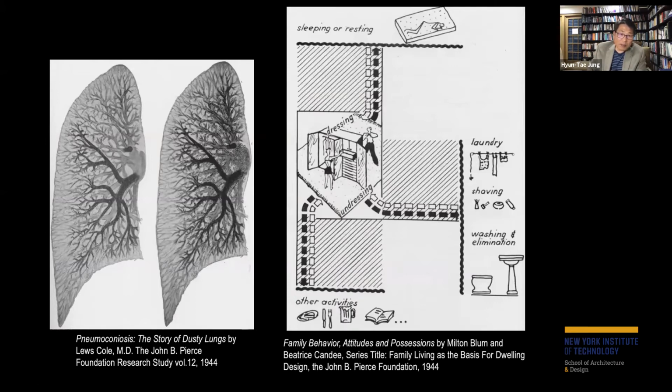And then based on this data, they built Celotex homes. And then later, these homes were known to cause cancers, particularly lung cancers. So that's kind of an irony here, because they did a study of the lung in a domestic environment. Anyway, the other one is family behavior.